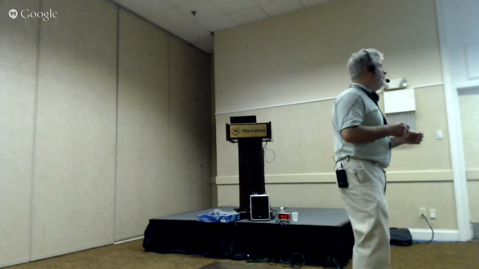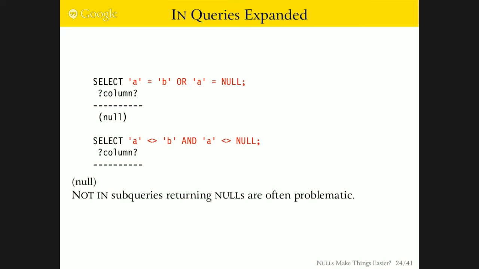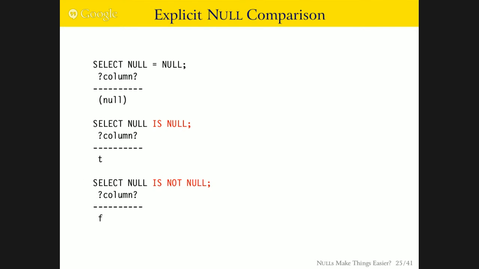Expanded the query out a little bit. This is basically what it's doing. So you're saying, is A equal to B or is A equal to null? I don't know. The not in: is A not equal to B or is A not equal to null? Again, I don't know. Kind of weird, but that's effectively why not in subqueries that return nulls are often problematic. Understatement.